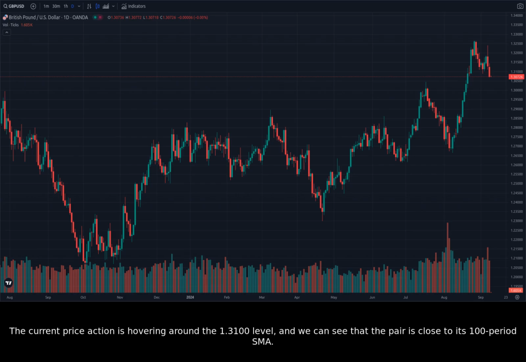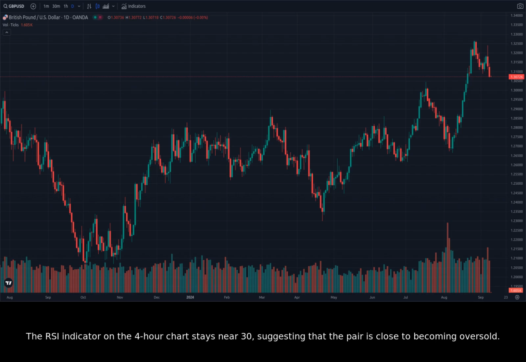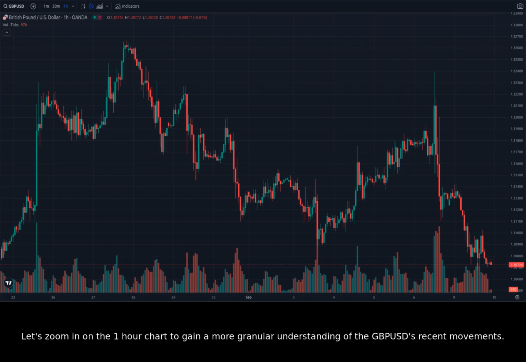The current price action is hovering around the 1.3100 level, and we can see that the pair is close to its 100-period SMA. The RSI indicator on the 4-hour chart stays near 30, suggesting that the pair is close to becoming oversold. Let's zoom in on the 1-hour chart to gain a more granular understanding of the GBPUSD's recent movements.